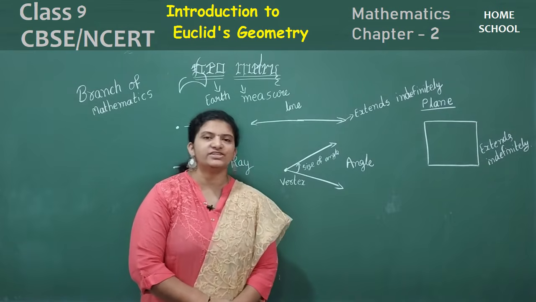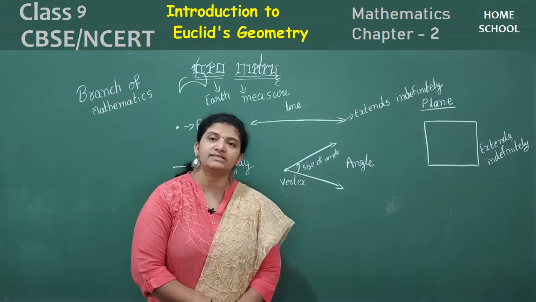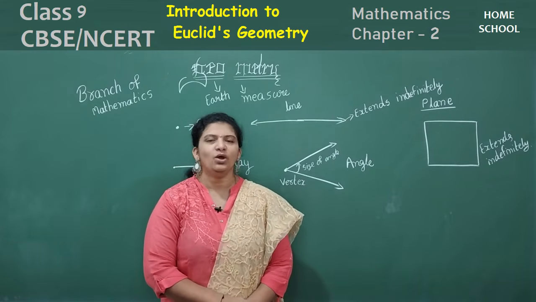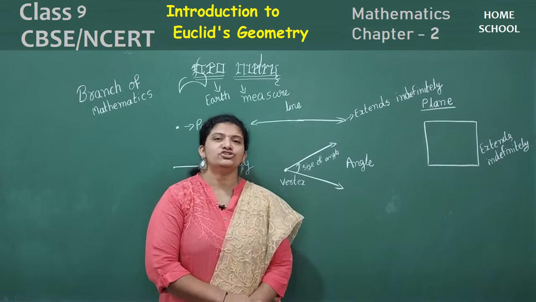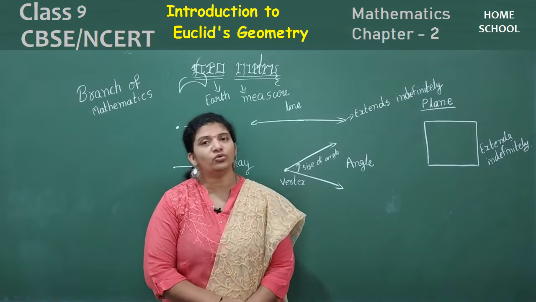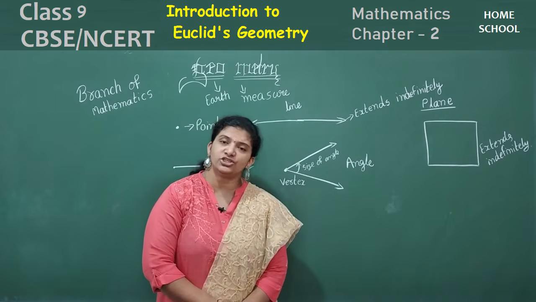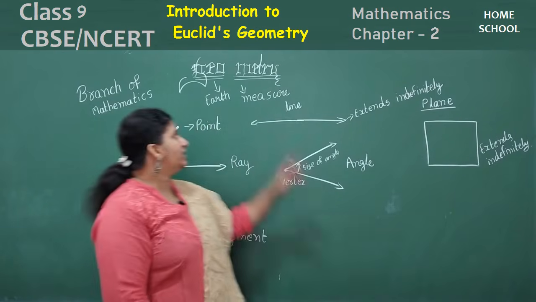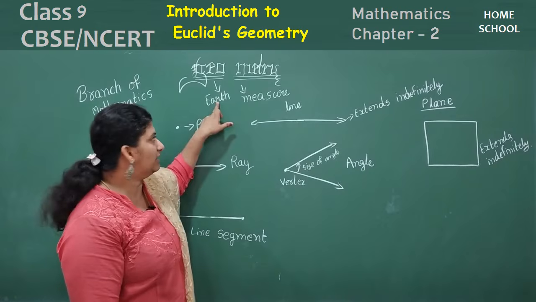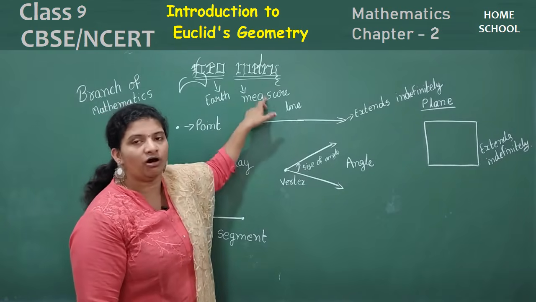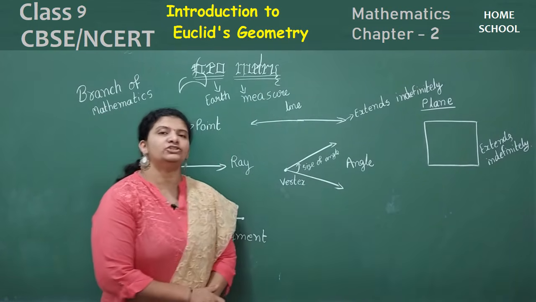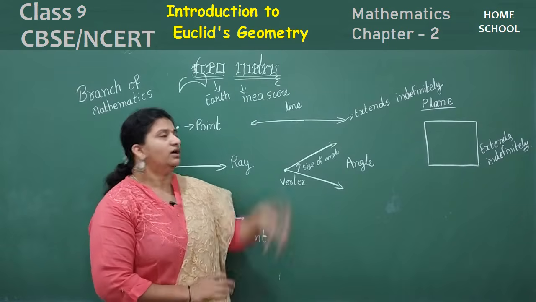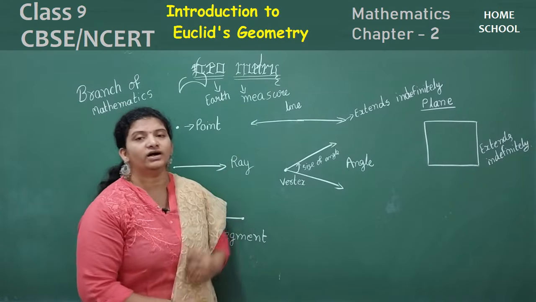So in this session, we are going to deal with the basic concepts of geometry. What is geometry, children? Geometry is derived from two Greek words, geo and metron. What is geo? Geo means earth, metron means measure or measurement. Combined, geometry is called the measurement of earth.